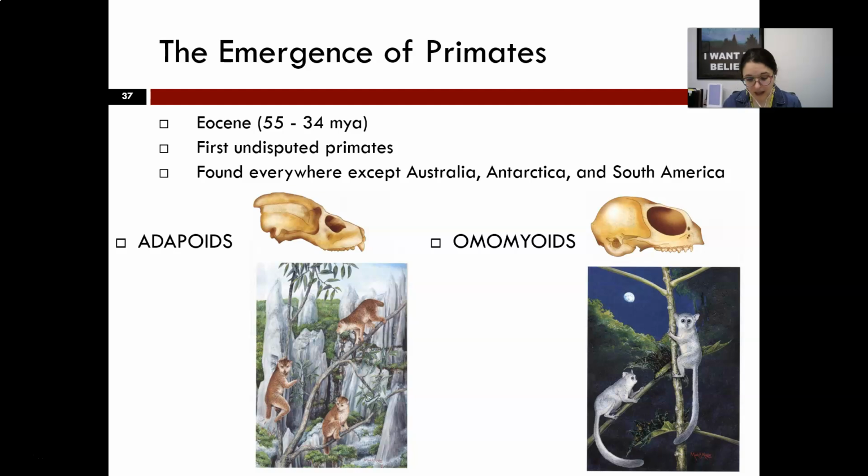So the adapoids and the omomyoids are also understood as representing our two major groups of primates, right? The strepsirrhines and the haplorhines. The adapoids are argued to be the earliest ancestors, or at least ancestral, to lemurs, lorises, and galagos. Again, we see generalized dentition with them. You can see they still have quite a pronounced snout, right? So remember, those olfactory senses are still very important for strepsirrhines and therefore their ancestors, the adapoids.